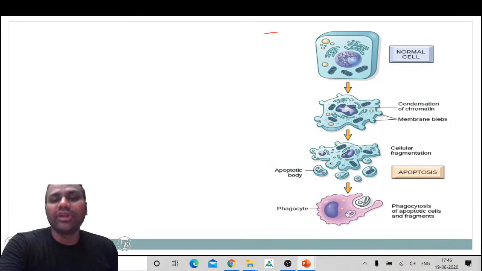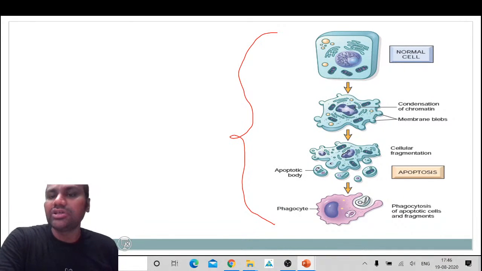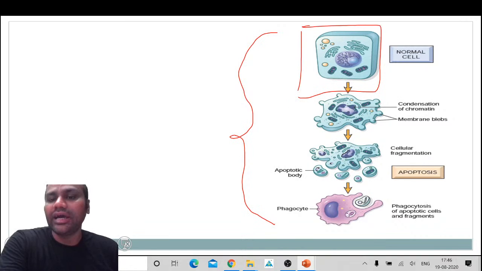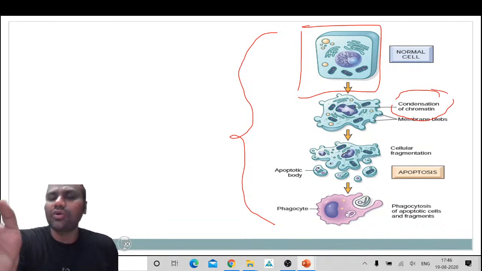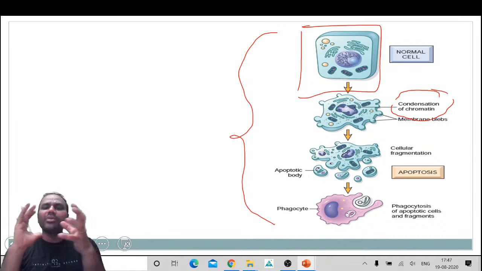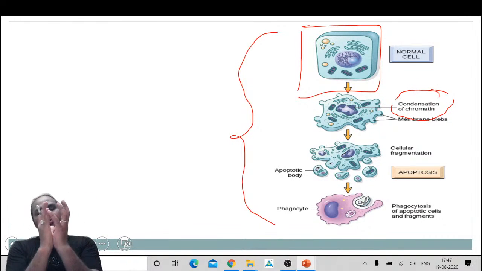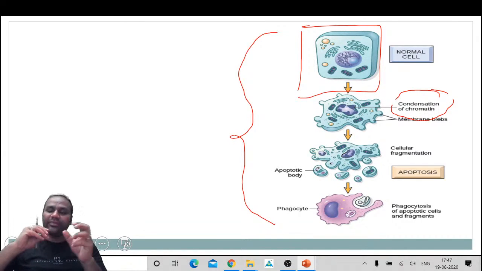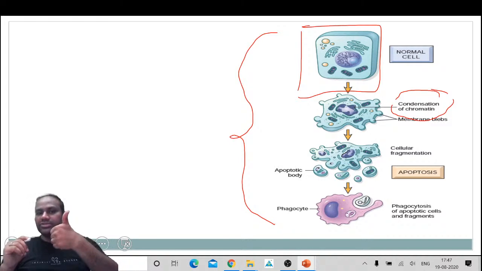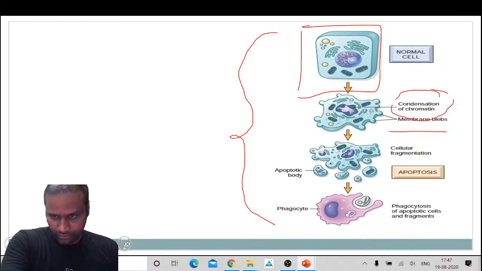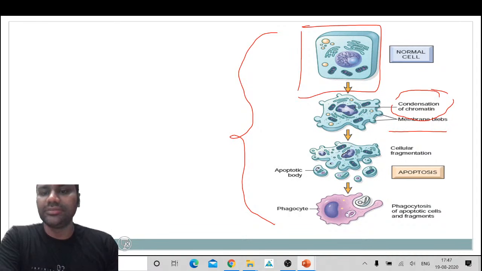Now this figure will also sum up apoptosis. Again a normal cell, and obviously there is condensation of chromatin. Chromatin will undergo condensation and become compact, so the nucleus will look like a pyknotic nucleus, and there will be blebbing of the membrane. In apoptosis you can see membrane blebs forming, and also in reversible injury.